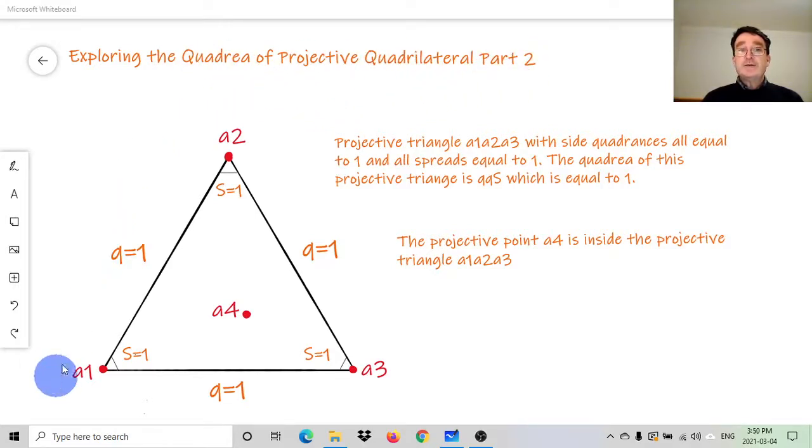So the setting is we have a projective triangle, A1, A2, and A3, with side quadrances all equal to 1. So Q is equal to 1. The side quadrances on these three sides is 1, and also the spreads at the three corners of the triangle are all equal to 1. In addition, the quadria of this projective triangle is Q times S times Q, which is equal to 1. And we also have a projective point inside this projective triangle. So that's the setting we're working in.